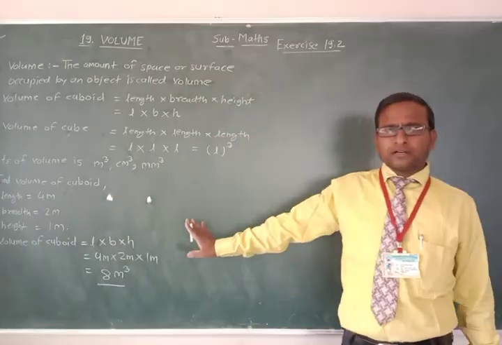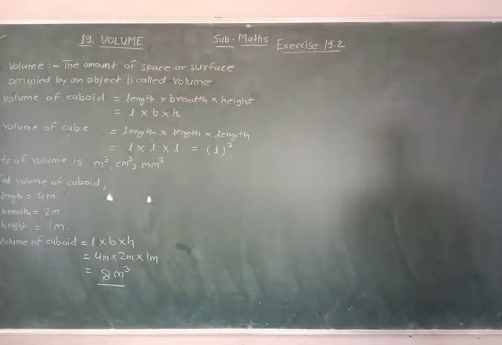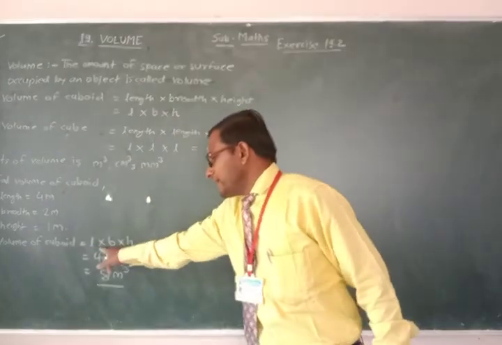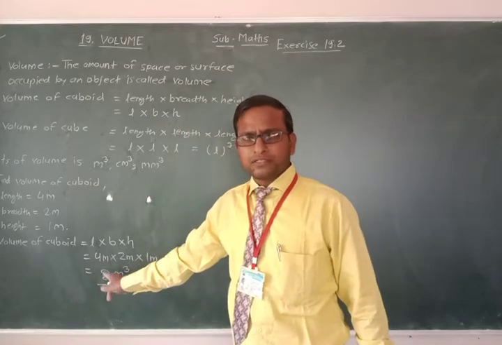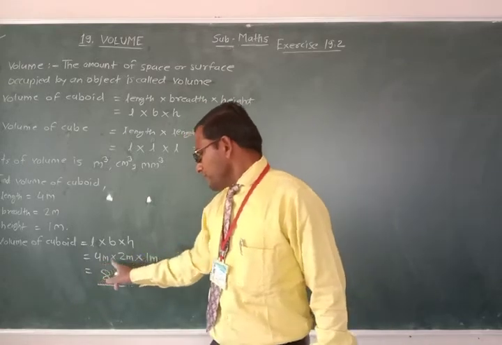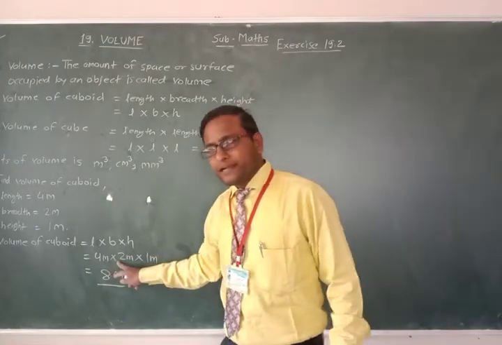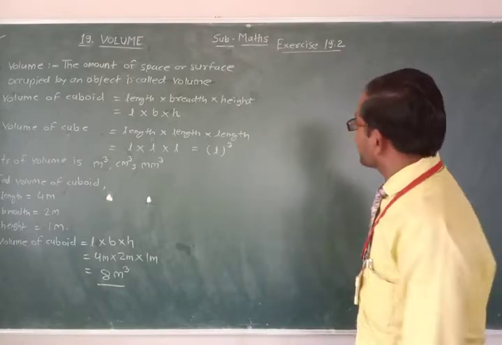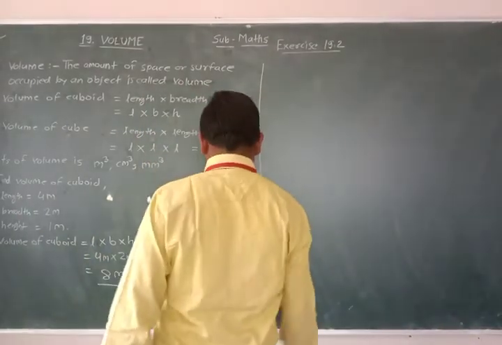Understood? How to solve this example? Three things are given: length, breadth and height. Then you write the formula: volume of a cuboid, length multiplied by breadth multiplied by height. Then we put the values: 4 meter multiplied by 2 meter multiplied by 1 meter. 4 times 2 is 8, 8 times 1 is 8. 8 meter cube.